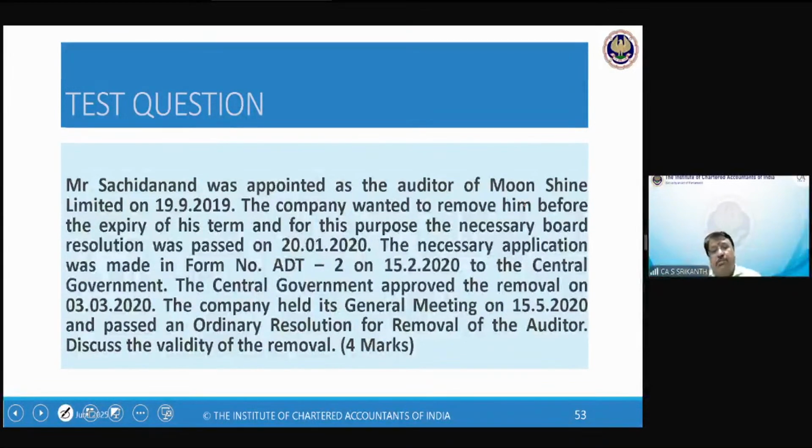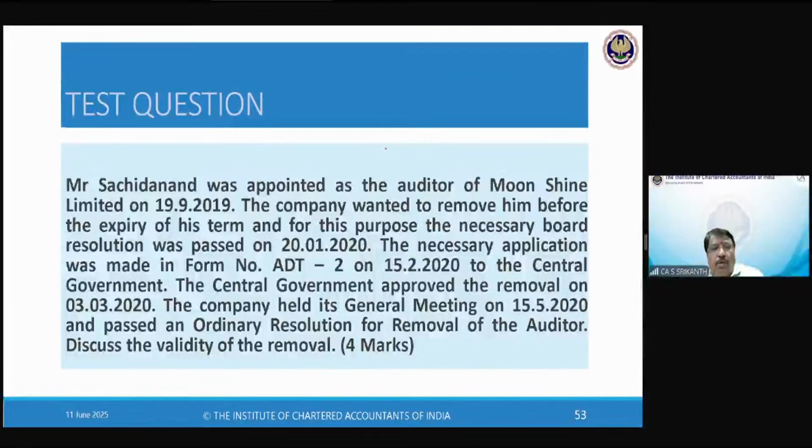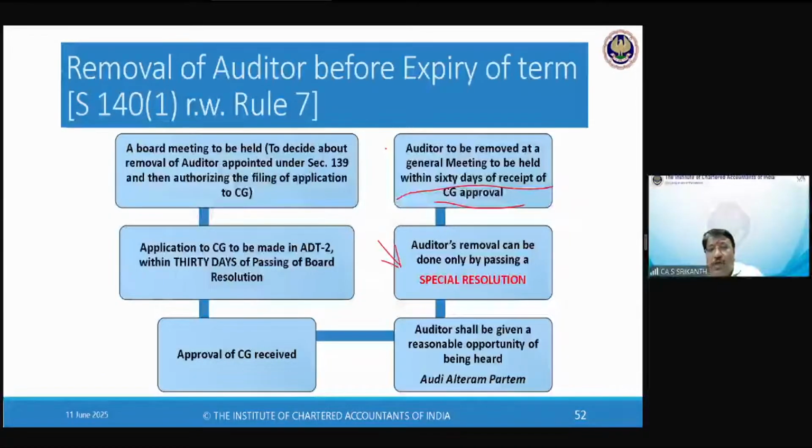Is this removal valid? What is your answer? I'll explain it. On two counts, it's going beyond 60 days. The general meeting is held beyond 60 days. Also, they are passing an ordinary resolution, whereas they have to pass a special resolution. Therefore, the removal of Mr. Sachidanand is not correct.